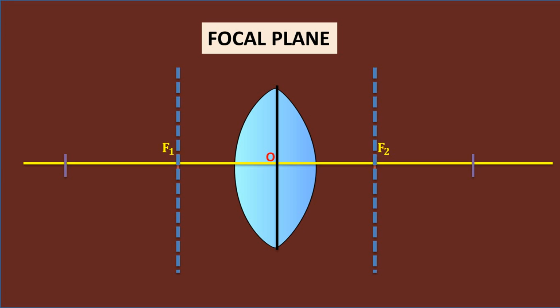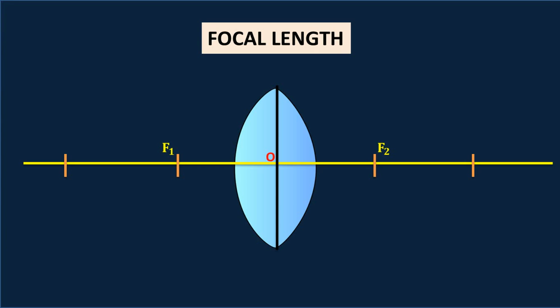Number 7, focal length. The distance of the focus or focal point from the optical center of a lens is called its focal length.